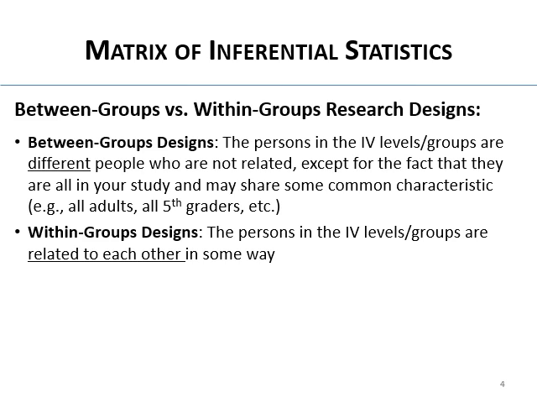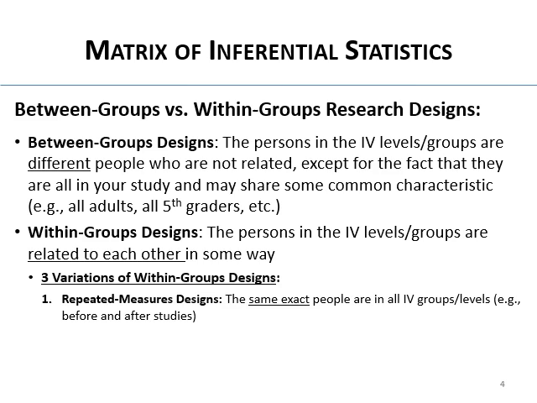So within groups designs are when the persons and levels of the IVs or groups are related to each other in some way. There are three different variations of within groups designs. Number one is what we call a repeated measures design. In these designs, it's literally the same exact people on all levels of the IV. Okay, so like before and after studies are repeated measures designs.